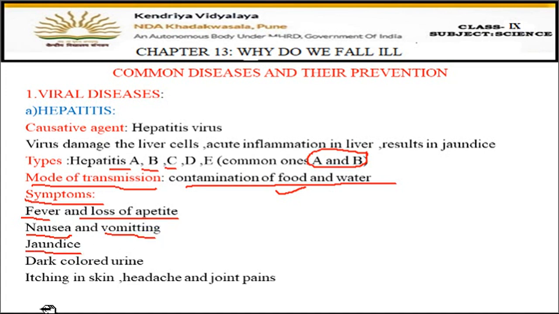Fine. Then vomiting is another symptom. Then jaundice may occur. Then dark colored urine. The color of the urine changes to dark yellow. Okay, so this is also one of the symptoms. Then itching in the skin. Skin can also get itched. Then headache is one of the symptoms, and joint pains are also symptoms of this hepatitis disease.